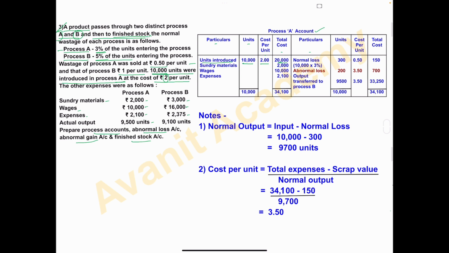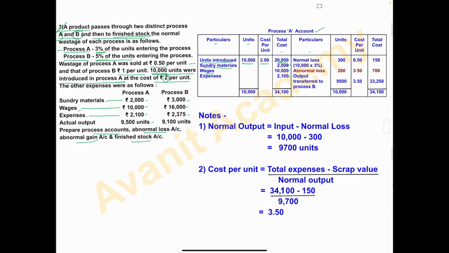So after taking the input, we'll take the expenses of process A. Sundry materials. Sundry materials amount is 2000. Write in total cost column. Wages 10,000. Expenses 2,100. Okay, all the expenses are over.